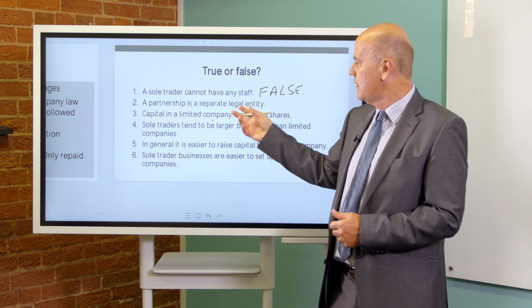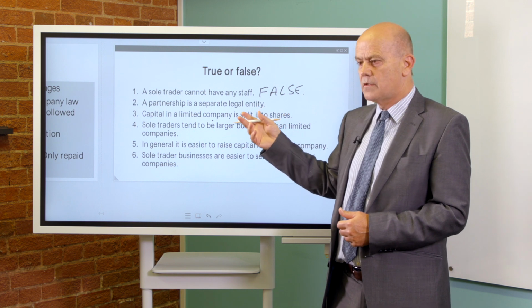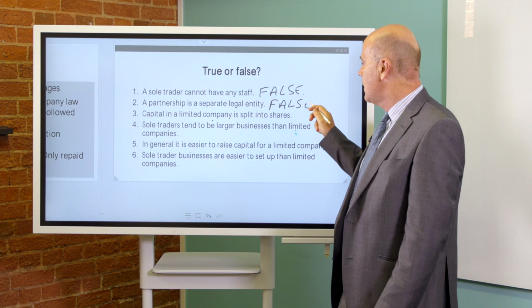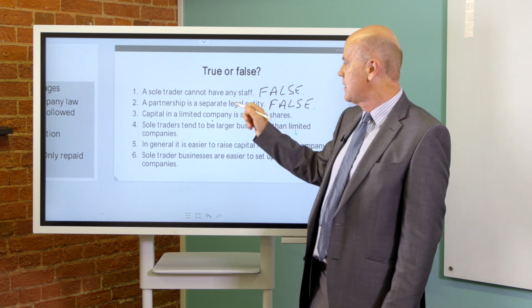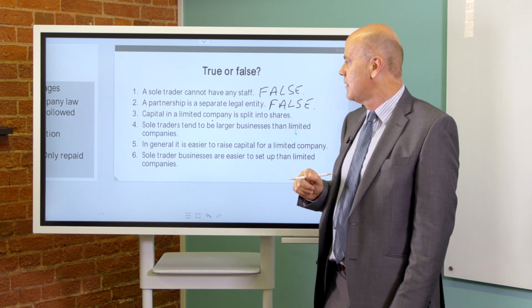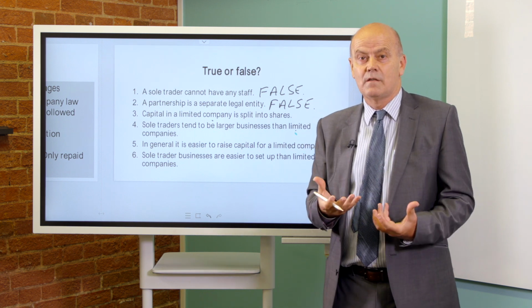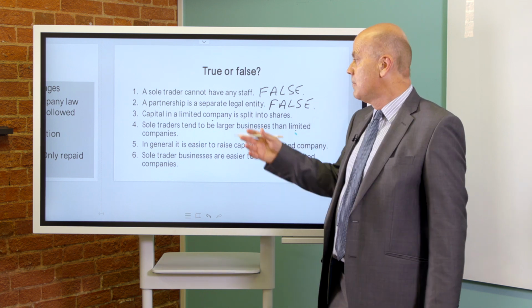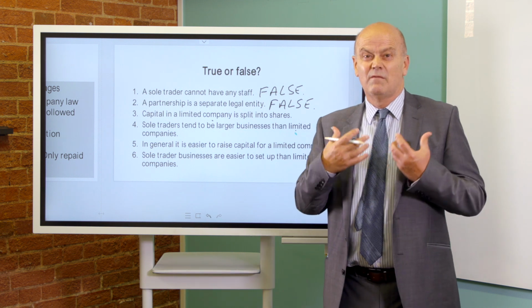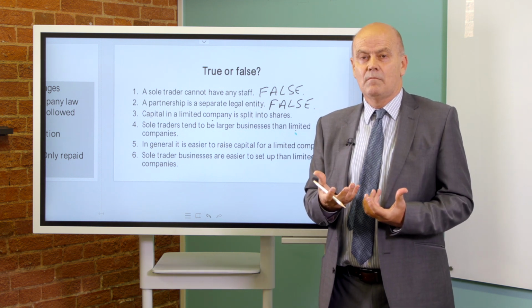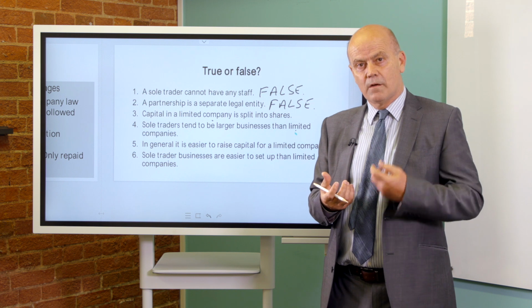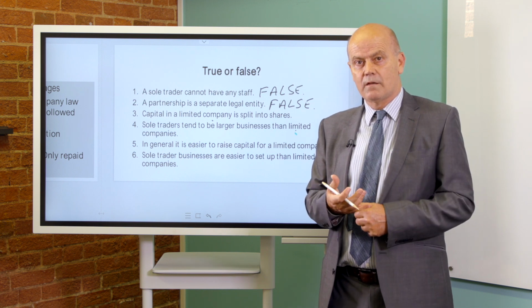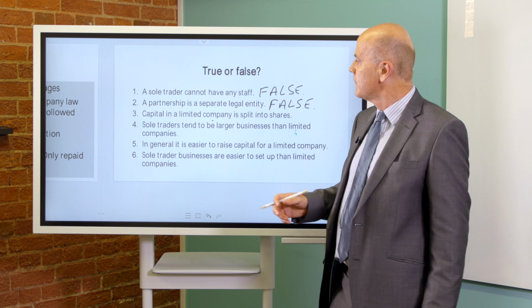Partnership is a separate legal entity. What do you feel about that? That's false because it's the limited company that is a separate legal entity. Yeah, okay. So a limited liability company has a separate legal entity. Partnerships are really just personal entity, so partners can be sued directly, the same as a sole trader.